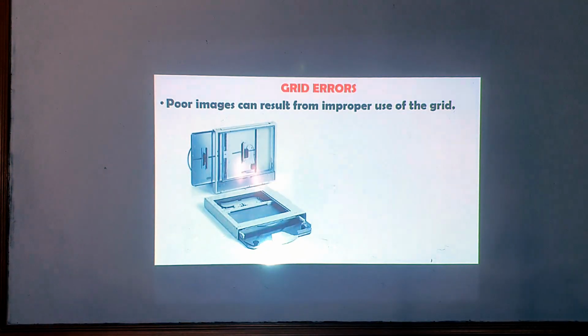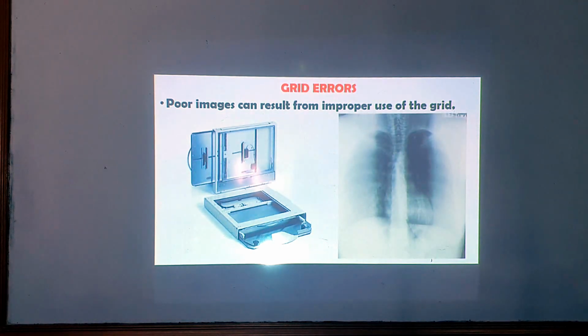You also have grid errors. Poor images can result from improper use of grid. Although, if we're going to use grid, it can reduce the scatter radiation by absorbing it or eliminating it, guys. Therefore, it will increase the contrast on that radiographic image. But poor images can also result if you don't know how to use the grid. An example of that image would be this one. That is not the type of radiographic image that we want to present to the radiologist, right? For diagnostic purposes.